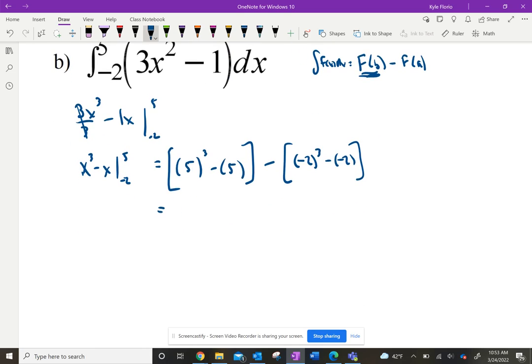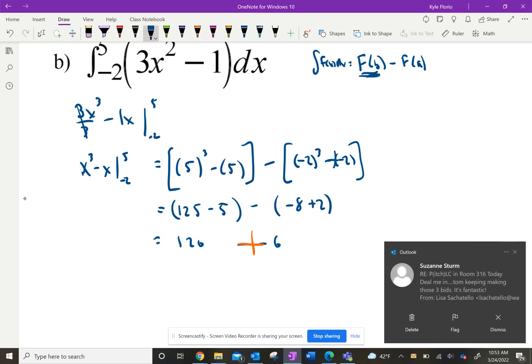So 5 cubed is 125 minus 5. -2 cubed is -8. The double negative is really going to be a plus 2. So this is really 120 minus -8 plus 2, which is -6. So again, this is really just going to be plus 6.